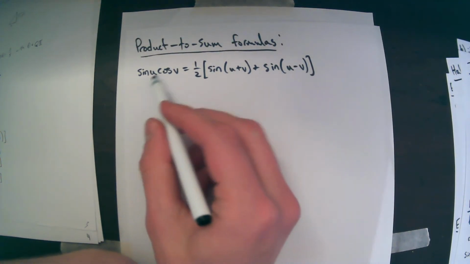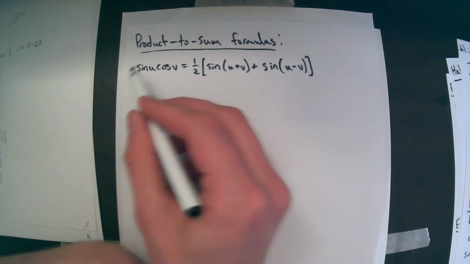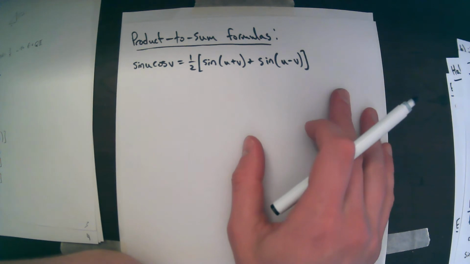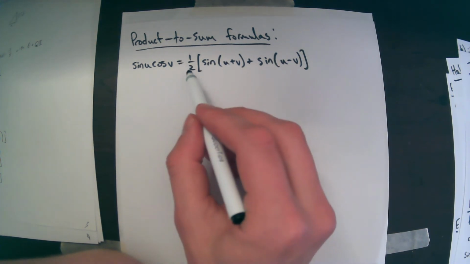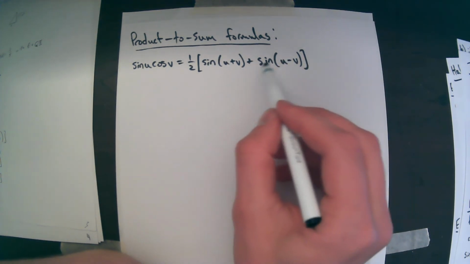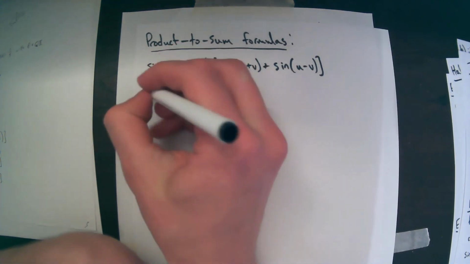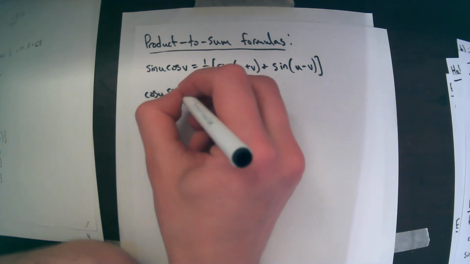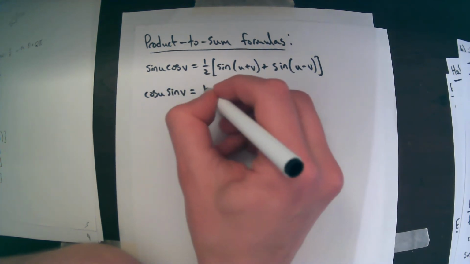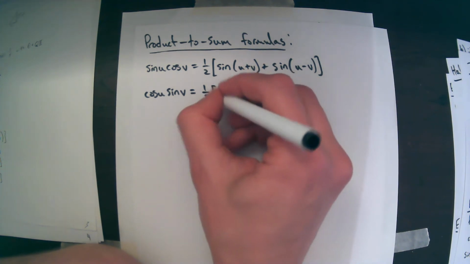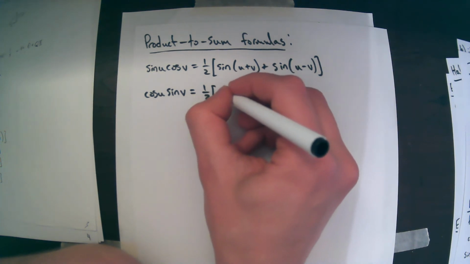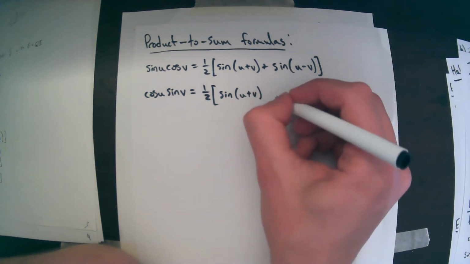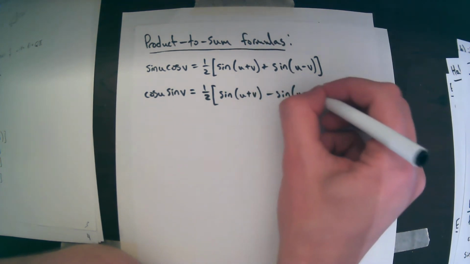Okay, u plus v. So if I've got the product of a sine and a cosine, which we've seen all over the place in our formulas, that's the same as half of sine of u plus v plus sine of u minus v. Then cosine of u times sine of v, just swapping roles here, is 1/2 times sine of u plus v minus sine of u minus v.